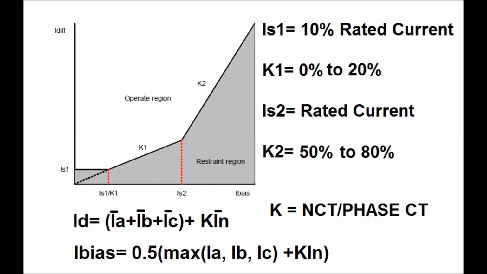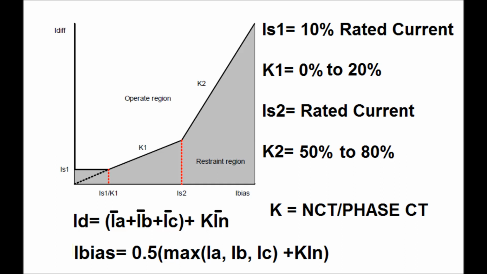The characteristics for the low impedance REF protection relay have been shown in this diagram. Here ID is the differential current. Differential current is given by the vector sum of the three phase currents, that is IA plus IB plus IC plus K into IN. IN is the neutral current and K is the factor given by the NCT ratio divided by the phase CT ratio.